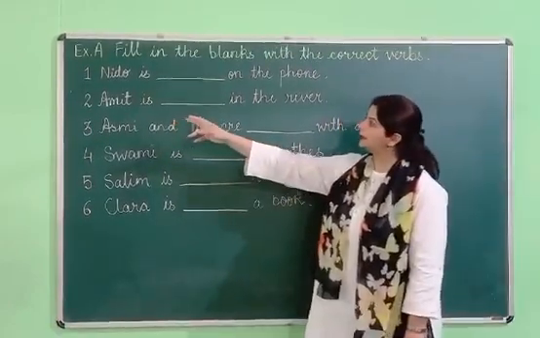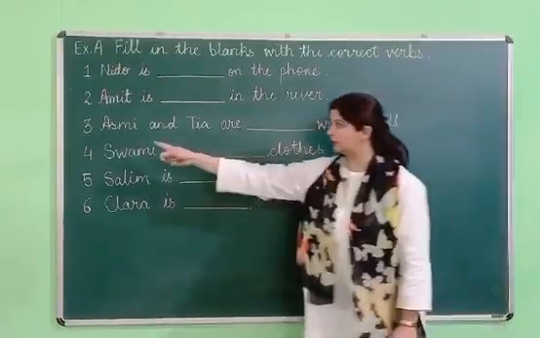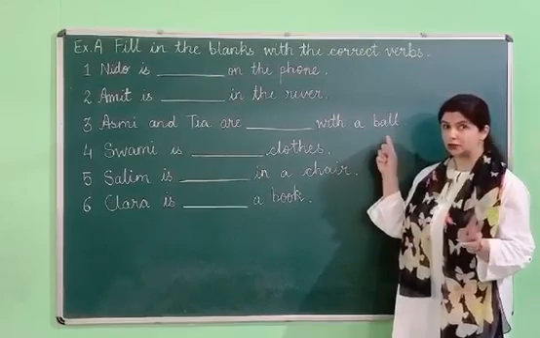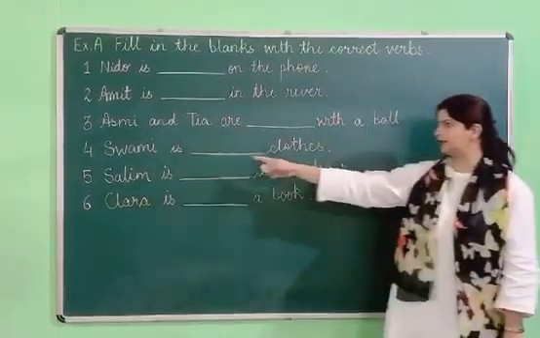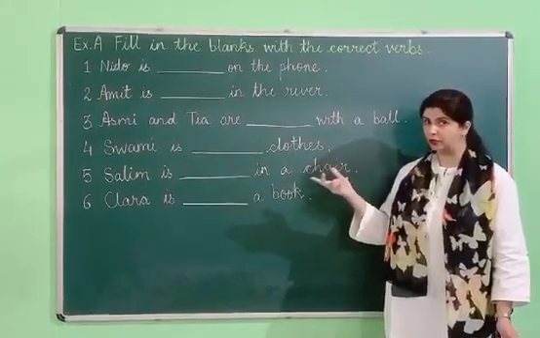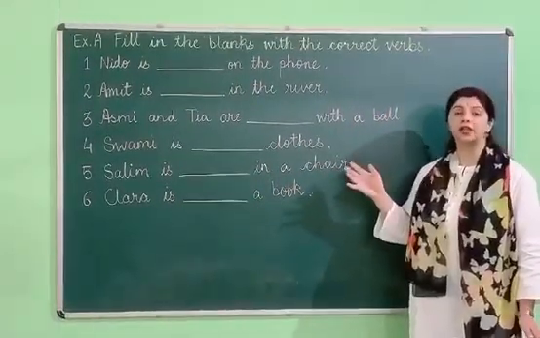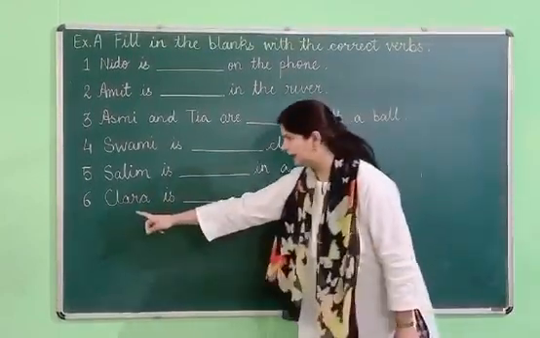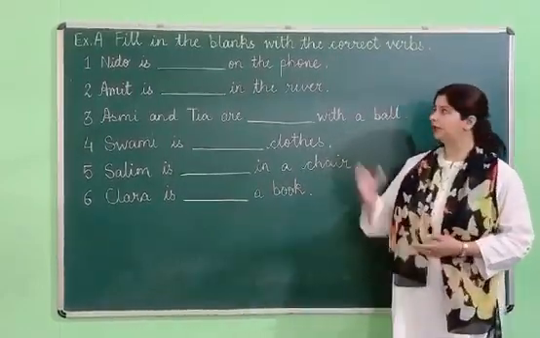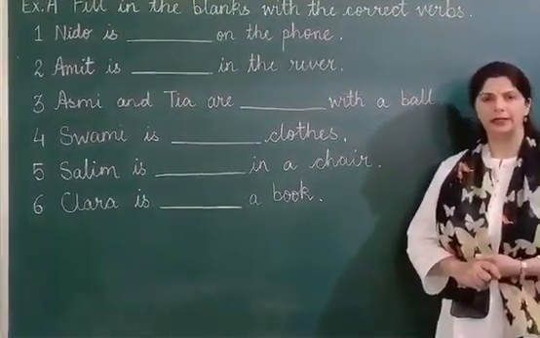Number 2. Amit is dash in the river. So, what would Amit be doing in the river? Think about it. Number 3. Asmi and Tia are dash with a ball. What are two children doing? They are dash with a ball. Number 4. Swami is dash clothes. What is he doing with the clothes? You have to see what kind of action word you are going to put there. Then number 5. Salim is dash in a chair. What do you do in a chair? Think about it. And the last one being Clara is dash a book. So when you get a book, what do you do with it? So please have a look at these 6 sentences because you would be doing them in your notebook. And we would be doing another exercise after this.